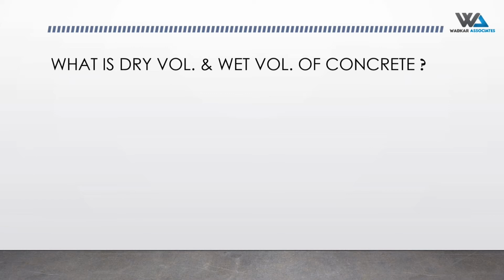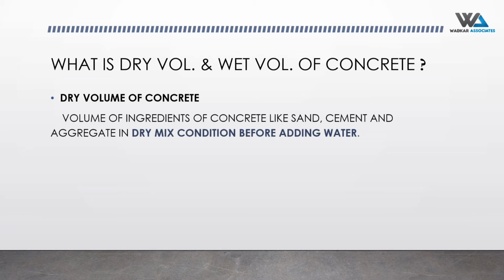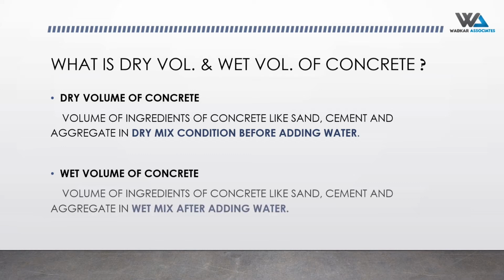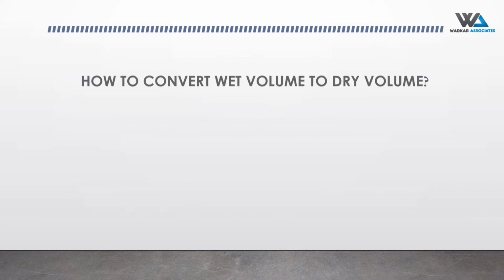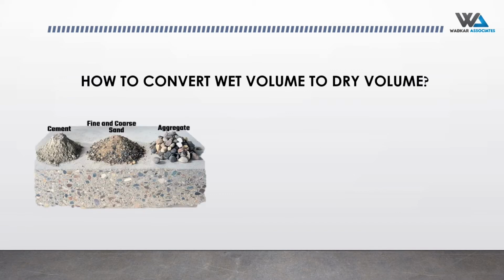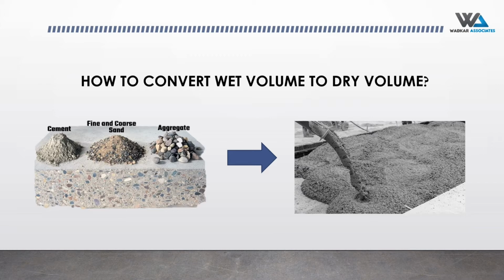So firstly, what is dry volume and wet volume of a concrete? A mixture of ingredients such as cement, sand, aggregates including water is called as wet volume of a concrete. Whereas a mixture including cement, sand, that is a fine aggregate, and coarse aggregate but excluding water is called as a dry volume of a concrete. So the topic today is how will we convert concrete wet volume to dry volume.